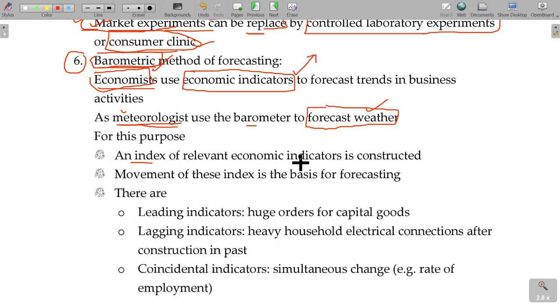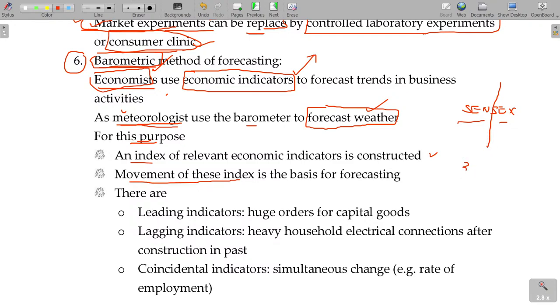An index of a relevant economic indicator is constructed for this purpose. For this purpose, we first have to construct an indicator and understand the movement of this index, for forecasting. How many of you have heard about Sensex? So you have heard about Sensex. What is Sensex? Sensitivity index. For sensitivity, the first four letters were taken, and for index, the last two letters were taken. So Sensex is nothing but a combination of sensitivity and index, right?